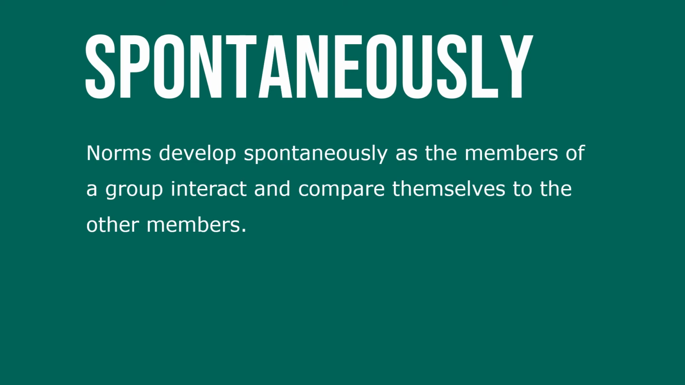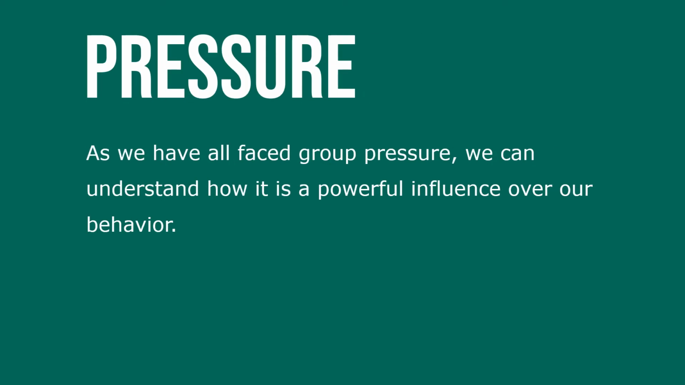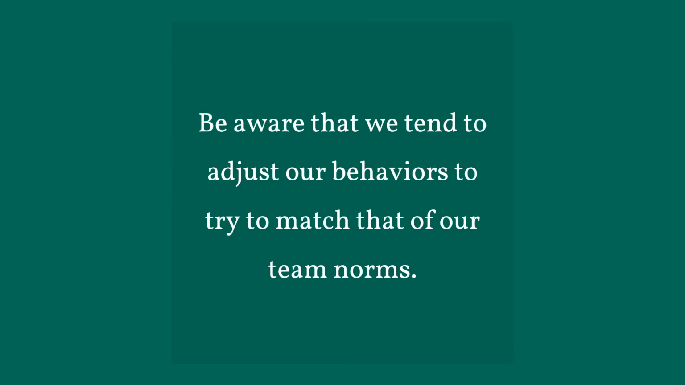Norms develop spontaneously as members of a group interact and compare themselves to other members. If a group member does not follow a norm, the other members try to enforce compliance, in other words, peer pressure. As we've all faced group peer pressure, we can understand how it's a powerful influence over our behavior. Be aware that we tend to adjust our behaviors to try to match that of team norms.